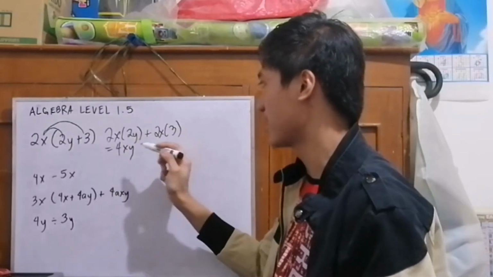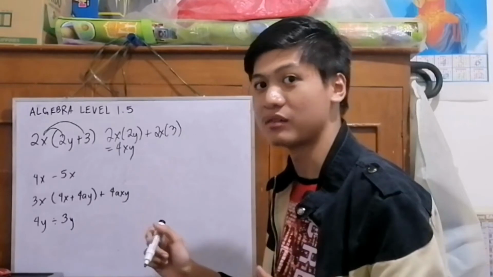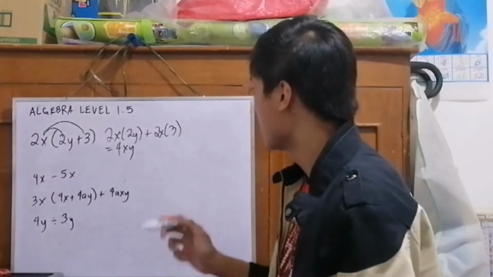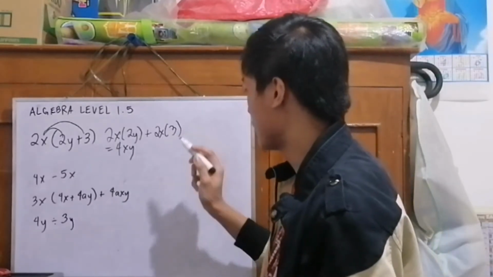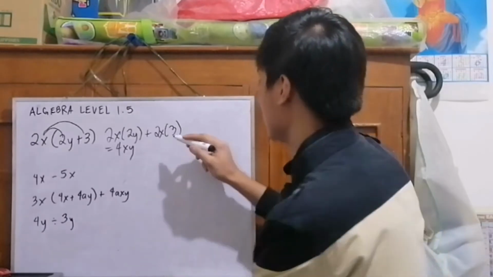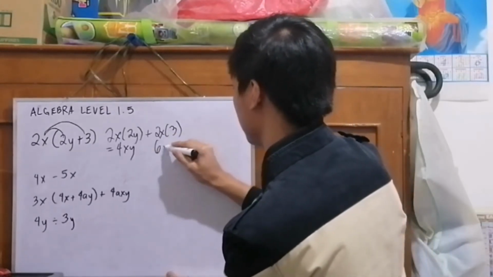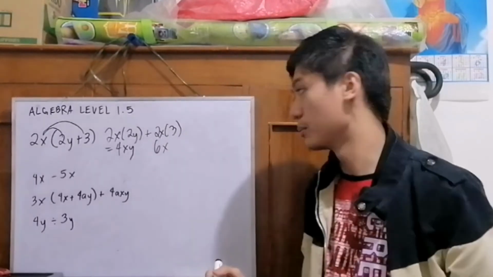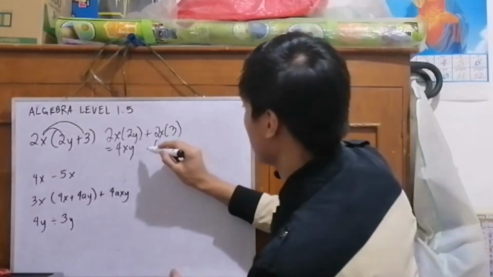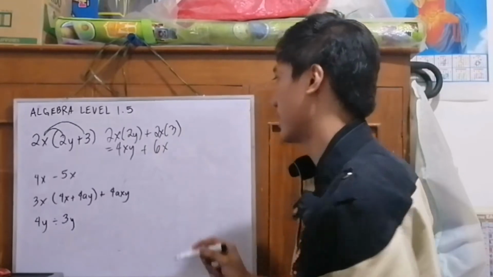X multiplied by y, that is xy. That's like adding the variables. And for 2x multiplied by 3, 2 times 3 is equal to 6. And since there's no variable, we just bring down the variable. Now, we're just going to add an addition sign there.